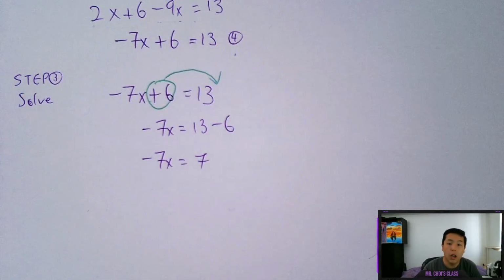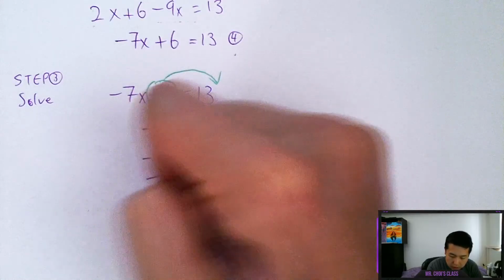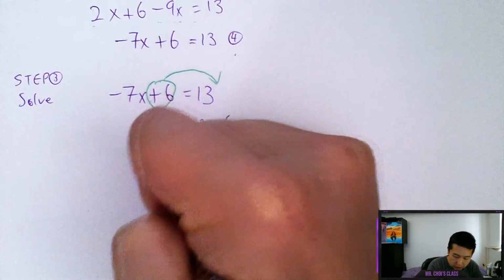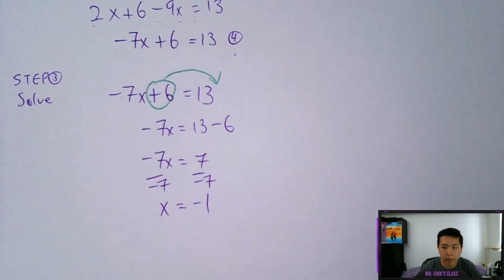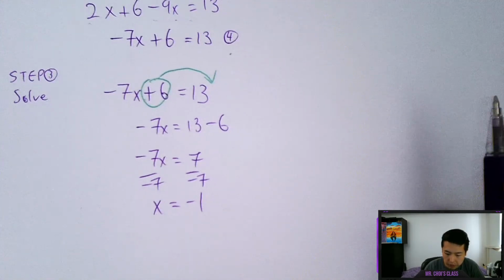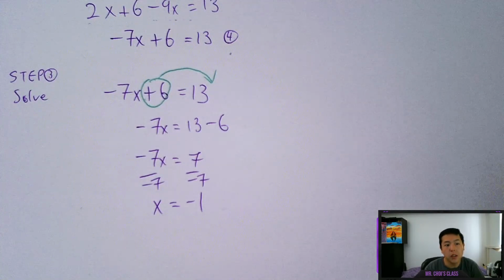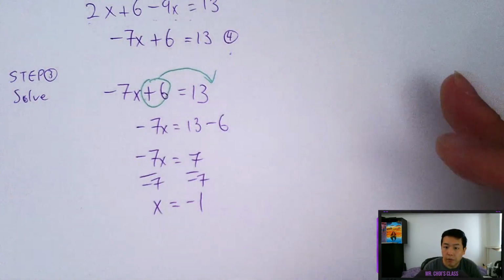Then I ask you, oh, how do I get rid of the negative 7? You should know that it's dividing by negative 7 now. And that results in x equals negative 1. Okay, so x equals negative 1. Once that is completed, we move on to step 4.